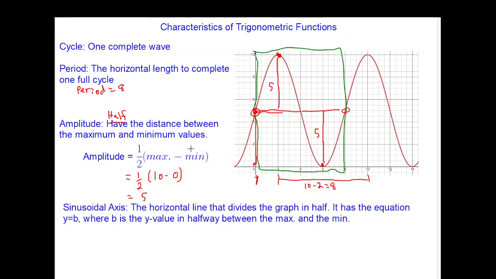And then the last characteristic that we want to talk about here is what we call the sinusoidal axis. So the sinusoidal axis is the horizontal line that divides the graph exactly in half. So here's the horizontal line. This line divides the graph in half. Half of the graph is above the line, half of the graph is below the line. So this would be the sinusoidal axis, sometimes abbreviated as just axis. So this line right here is the sinusoidal axis.